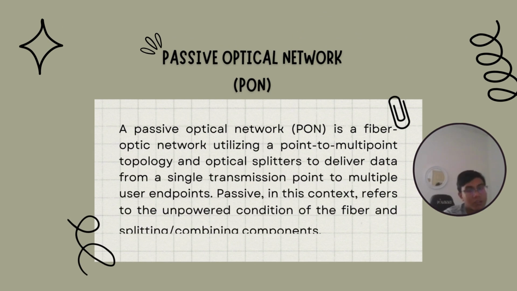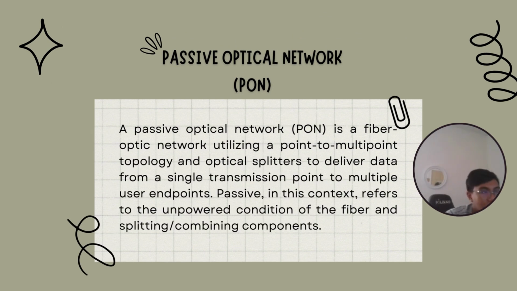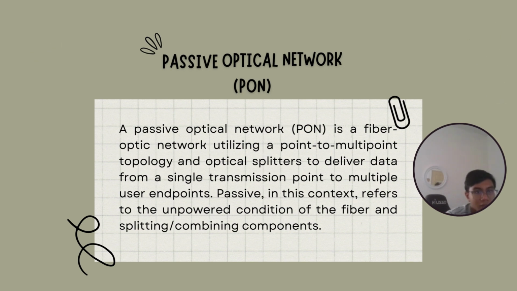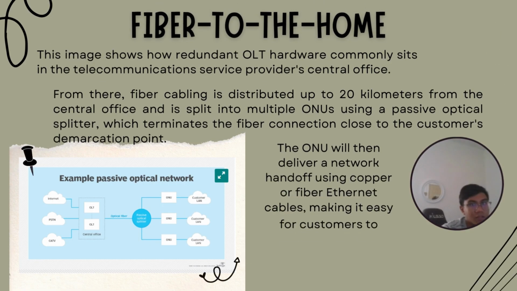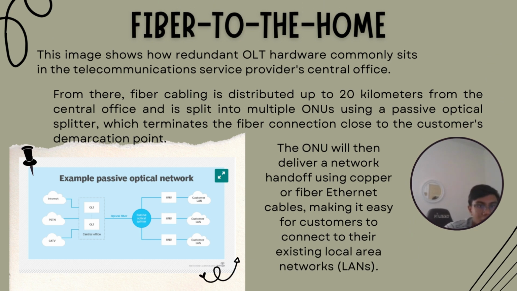Okay, I will explain about passive optical network. A passive optical network is a fiber optic network utilizing a point-to-multipoint topology and optical splitters to deliver data from a single transmission point to multiple user endpoints. Passive in this context refers to the unpowered condition of the fiber and splitting and combining components. Okay, this is an example diagram of a passive optical network.